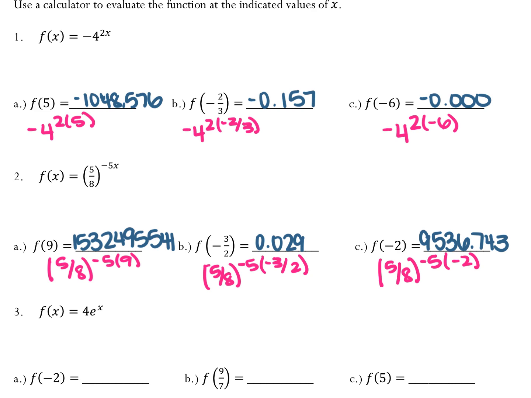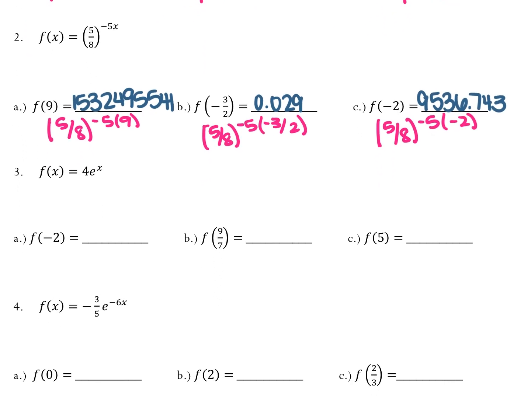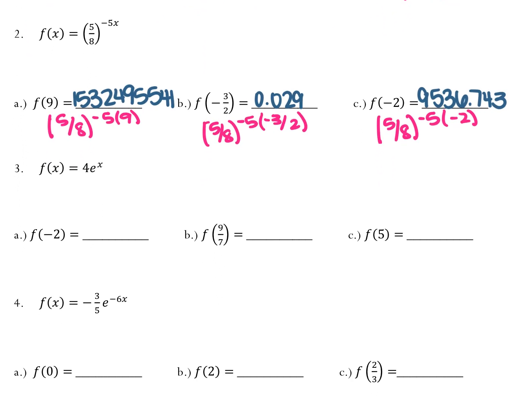For your next 2, you're dealing with the e, and in your calculator, it's going to be that second or that shift button and then that ln button. So for number 3, you have f of x is equal to 4 times e to the power of x. We're given values for x of negative 2, 9/7, and 5. So we're going to start with the negative 2. That's going to give us 4 times e to the power of negative 2, which is rounded to the 3 decimal places, 0.541.